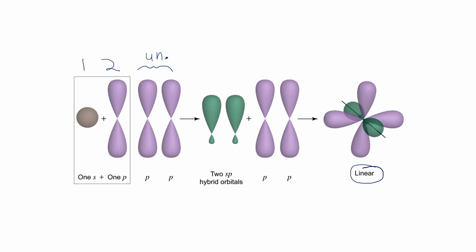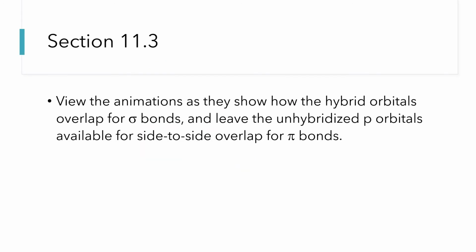So when we hybridize the s and the p, we get 2 sp hybrid orbitals, plus we have these 2 leftover unhybridized p's, and then this last diagram is showing all of those stuck together on the atom. So we have the hybrid orbitals shown in green, and then those 2 unhybridized p orbitals, all perpendicular to each other.